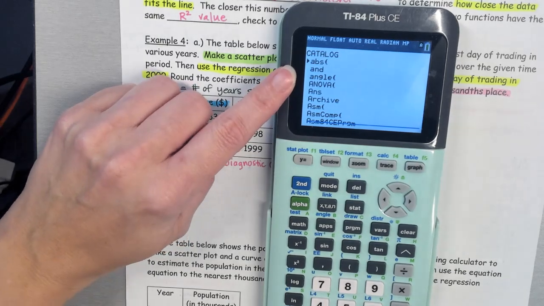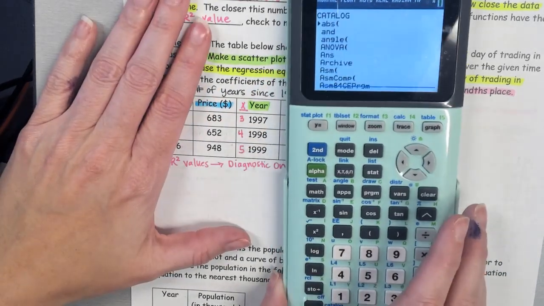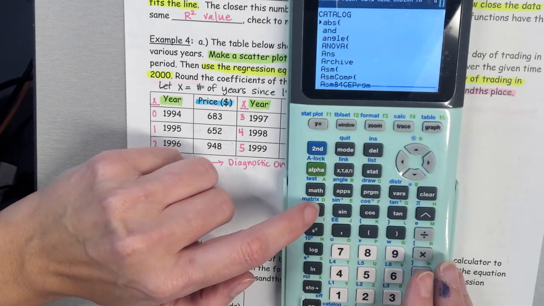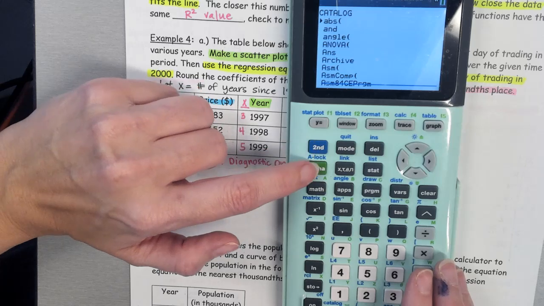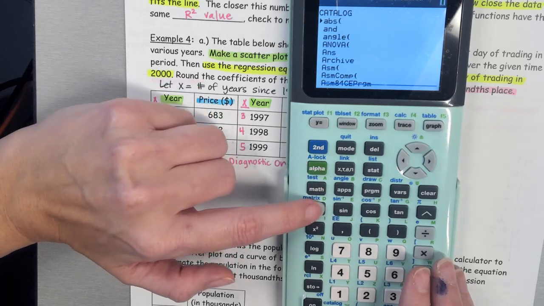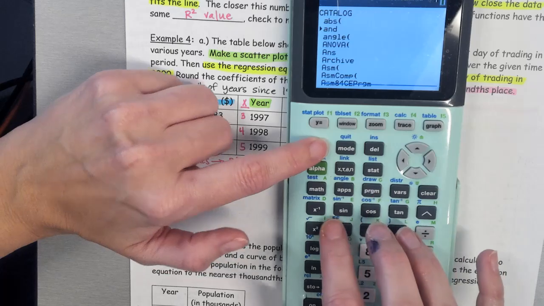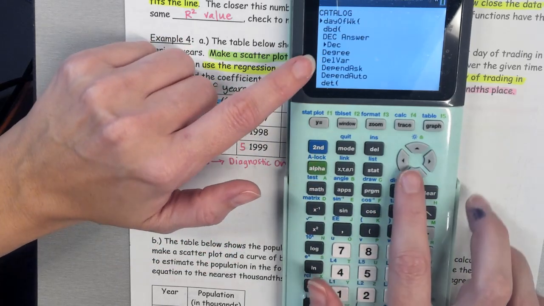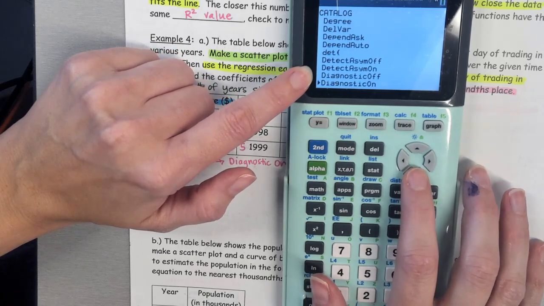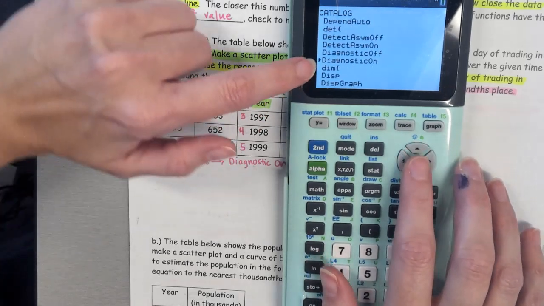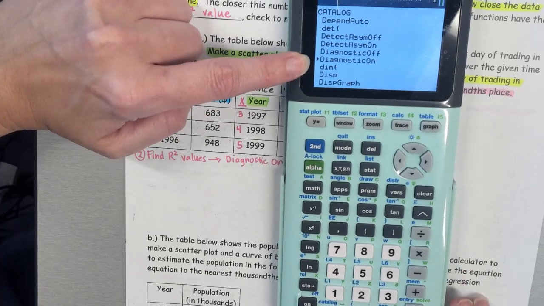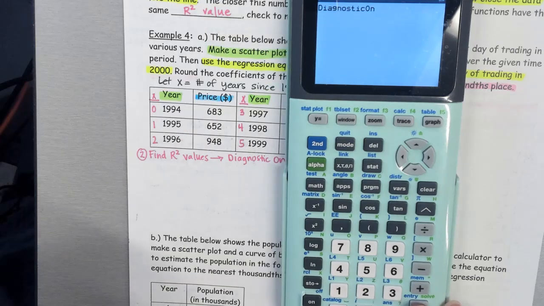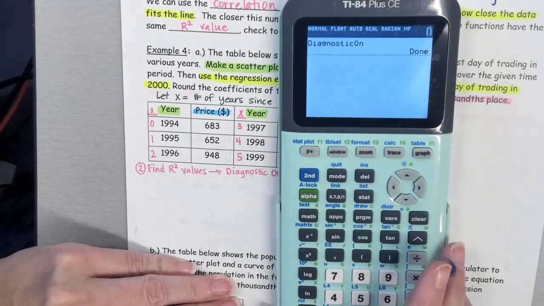Then you can scroll down to diagnostic on. If you tell your calculator that you want to start at the D's for diagnostic, you can go to alpha and then D. Oh, just kidding. It should be alpha D. Hit the alpha and then the D and it should take you there. If not, you can scroll and then you should get to diagnostic on. So I want you to scroll there. And then you just press enter, and you press enter again, and it'll say done.